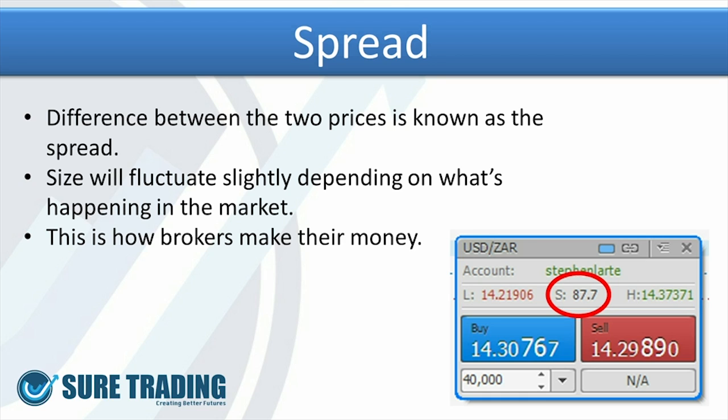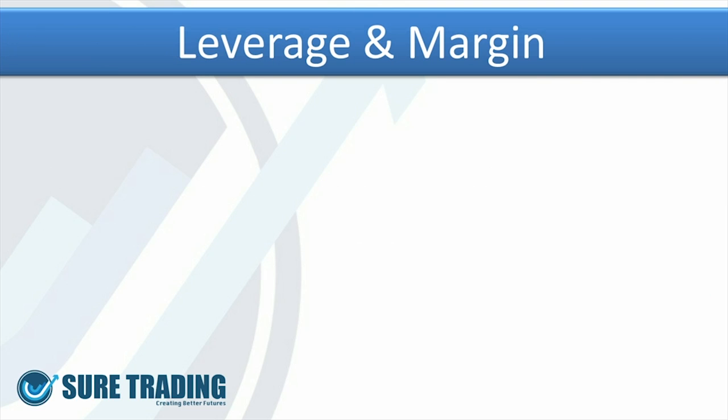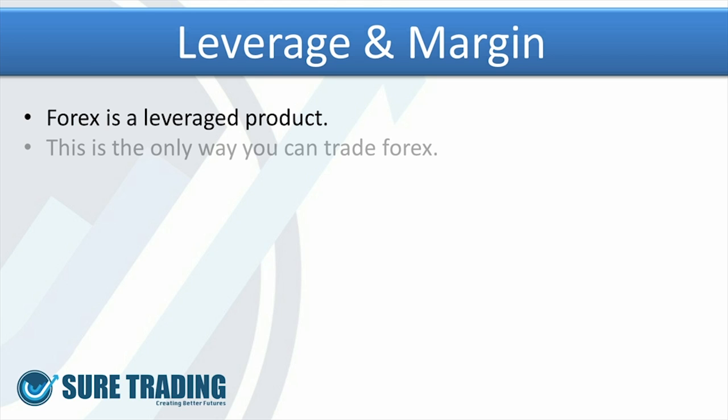So now that you understand how the prices work in Forex, let's move on to how the actual trading works. To understand this, you'll need to understand two very important things: leverage and margin. Leverage and margin are two terms that you often hear in Forex trading. Let's start with leverage. Forex is a leveraged product. So therefore, this is the only way that you can trade Forex.